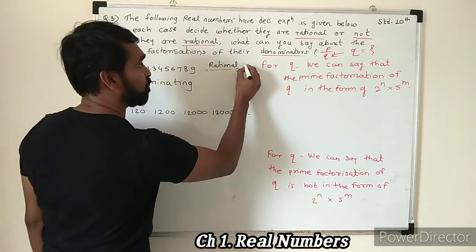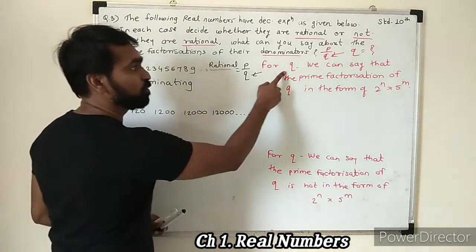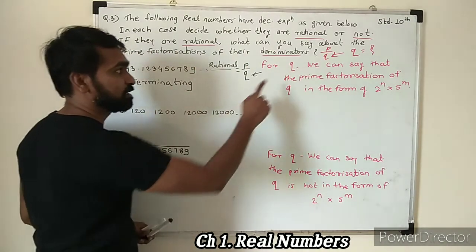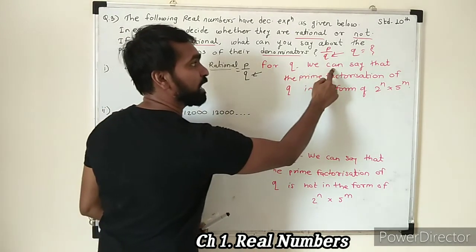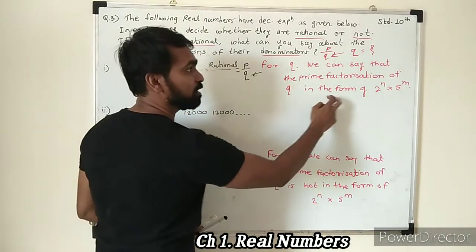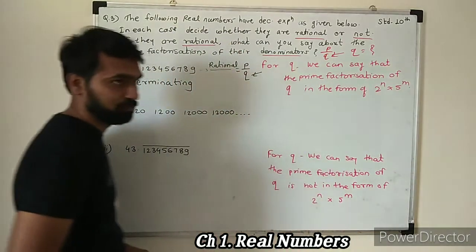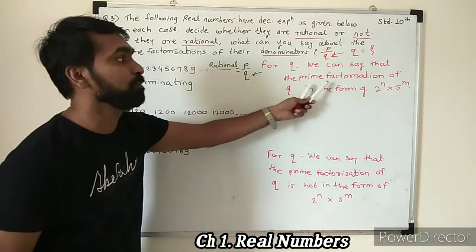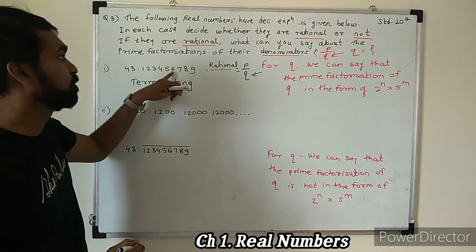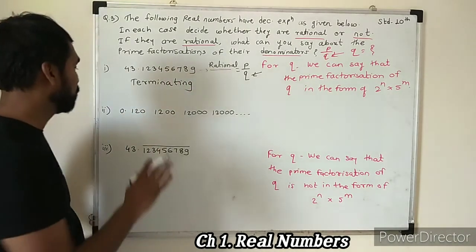Rational means what? In the form of P upon Q. So here for Q, what? If they are rational, then what can you say? So for Q, we can say that the prime factorization of Q is in the form of 2 raised to n multiply 5 raised to m. This one you have to say about the prime factorization. Okay, so here 43.123456789 is terminating, that is a rational number. Okay, second number.